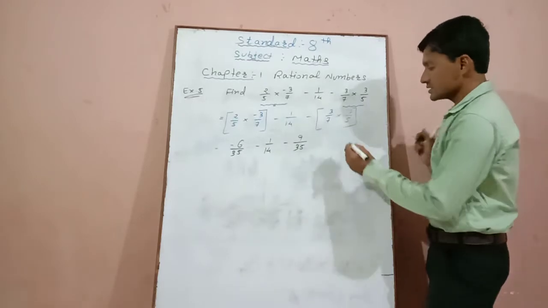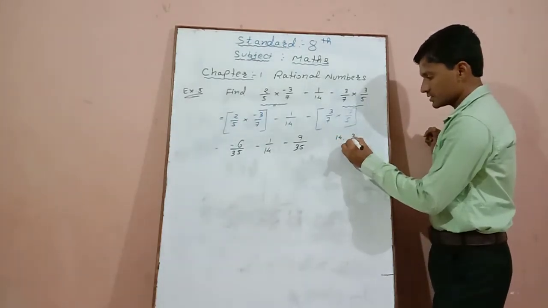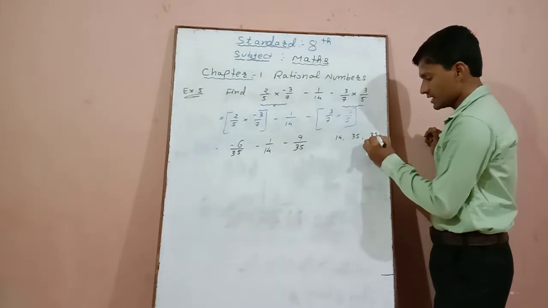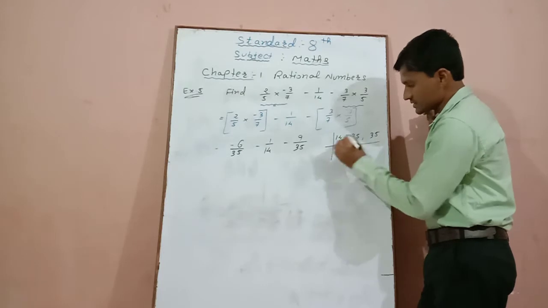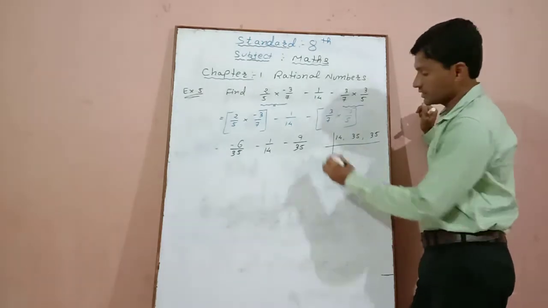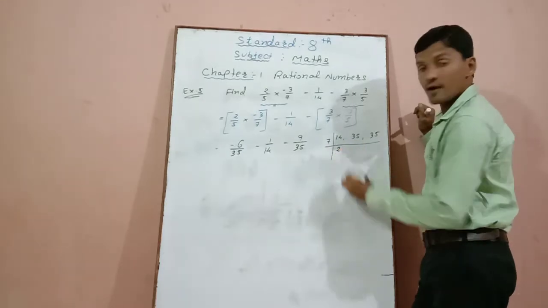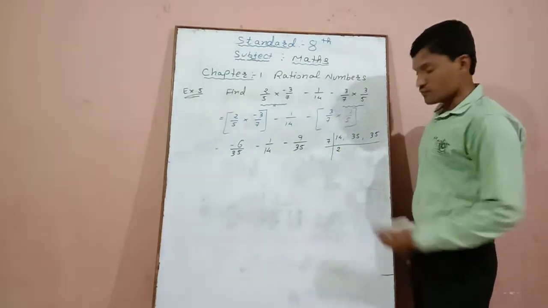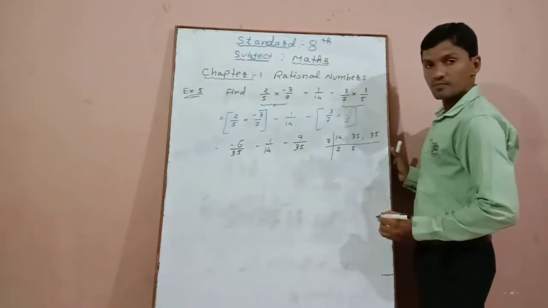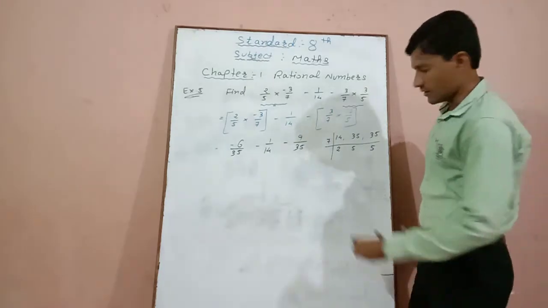Now we will make a common LCM of 14, 35 and 35. What will be the common LCM? It will be common LCM 14, that means it will come in 7. 7 2s are 14. Here 7 5s are 35. 7 again 5s are 35.